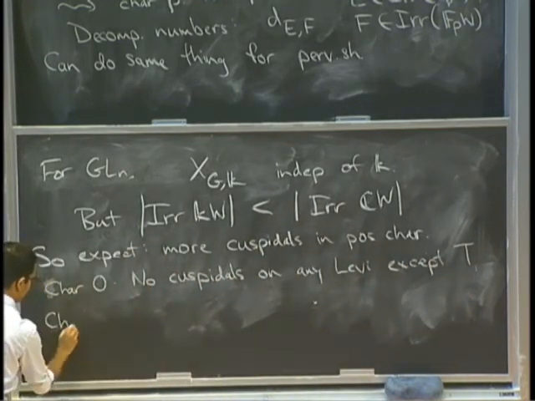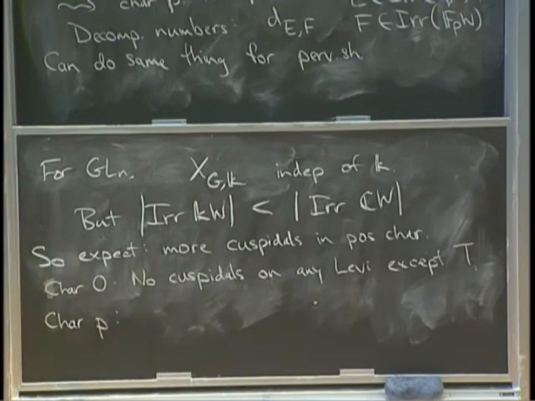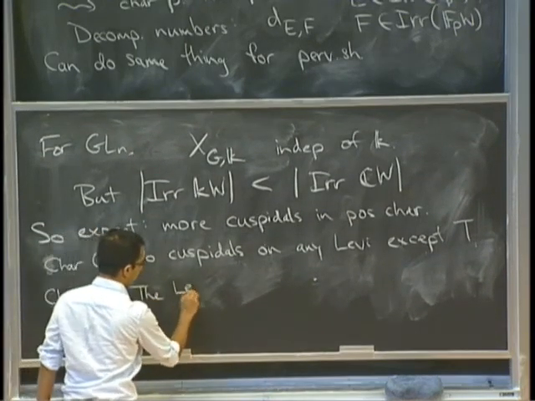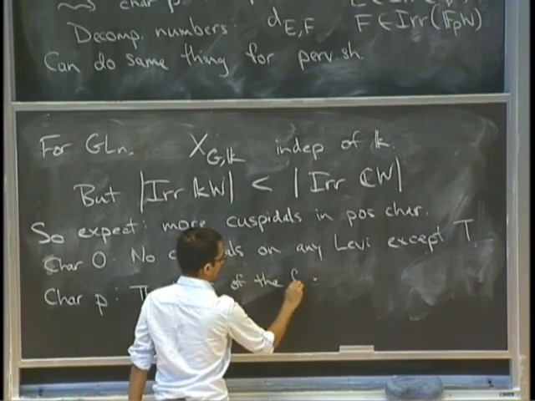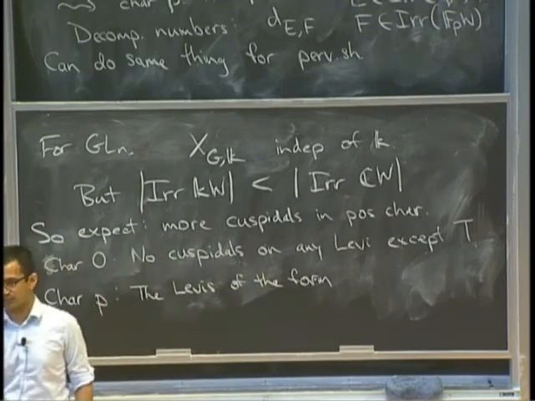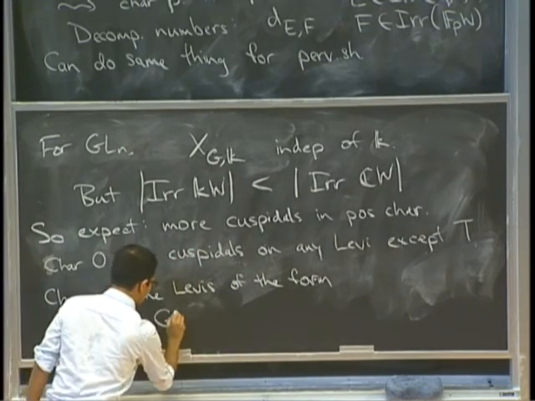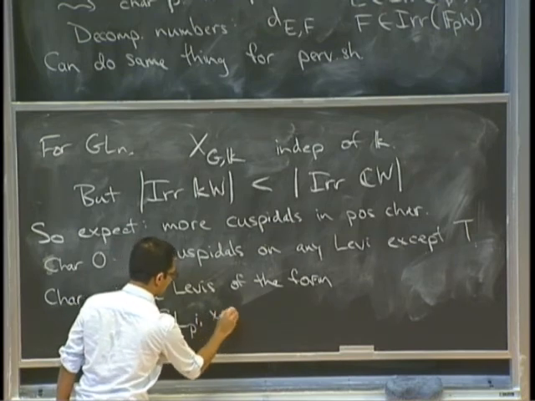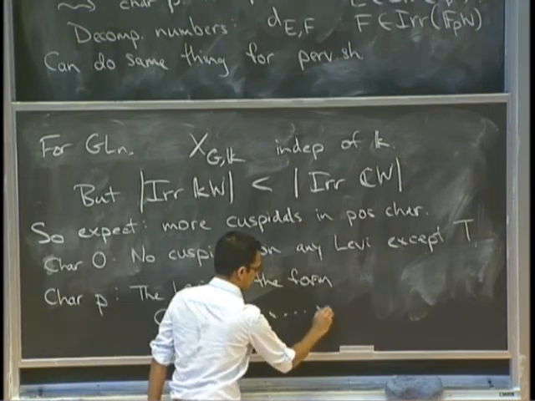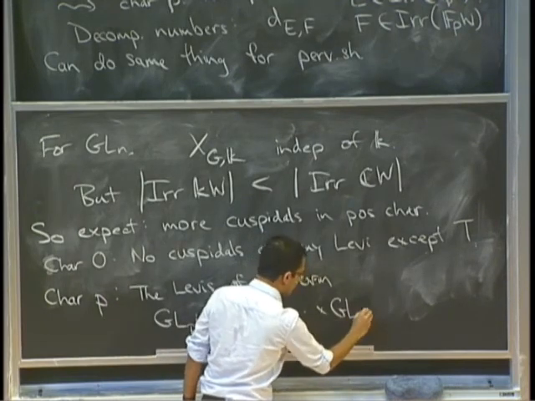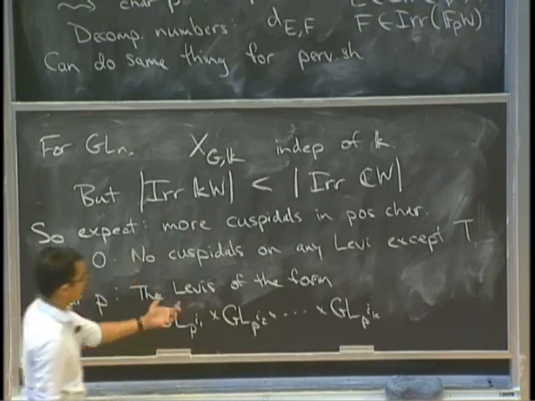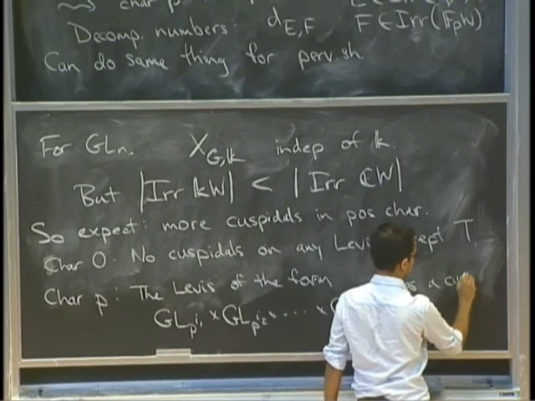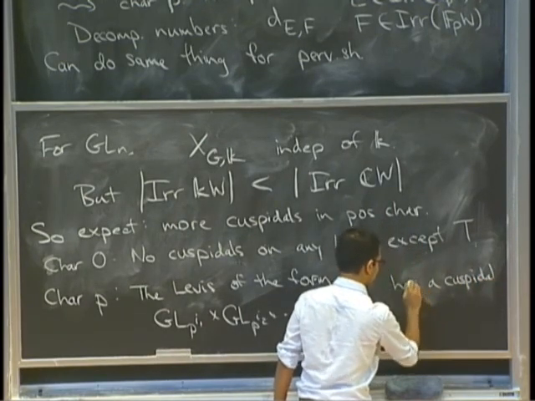But in characteristic p, there's a fun looking phenomenon. So, what's a Levi of GL_N? It's a product of smaller GLs where the sizes add up to n. So here's the condition: you need to take smaller GLs whose sizes are powers of p. So if you take GL_{p^{i_1}}, GL_{p^{i_2}}, and so on, so if you can write n as a sum of powers of p, then you get a Levi which supports a cuspidal pair.